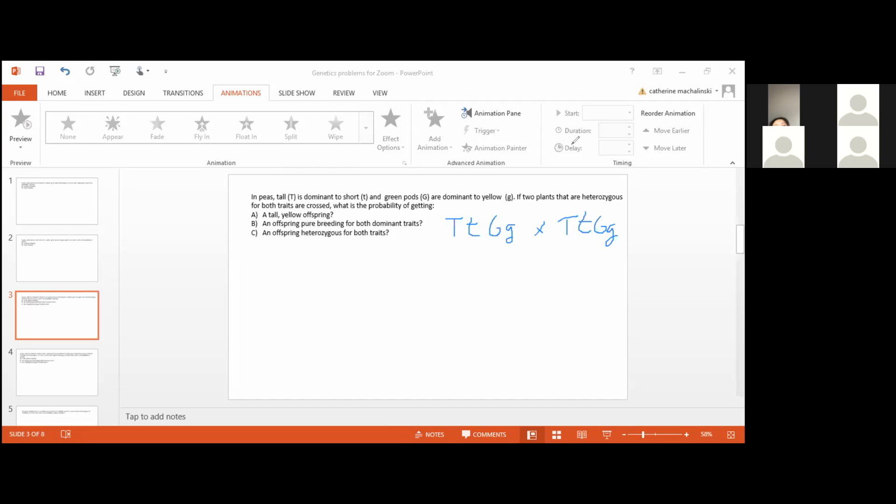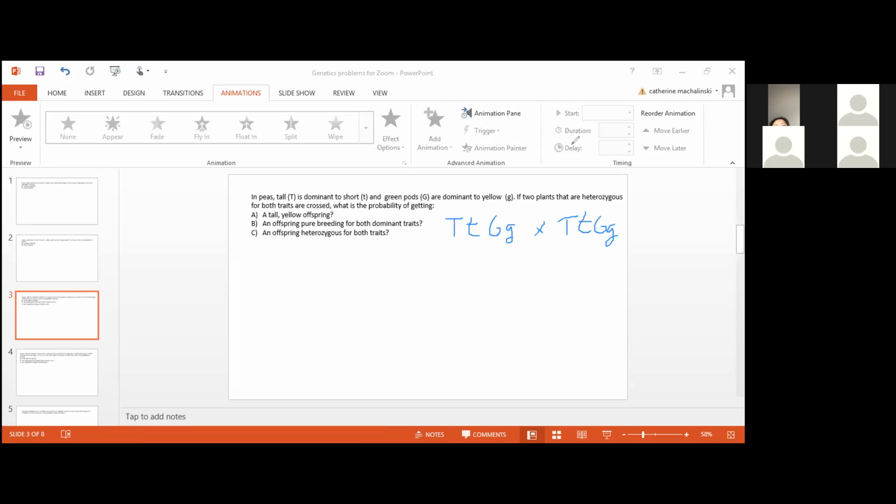So remember, Mendel's 2 principles were segregation and independent assortment. Segregation says that the alleles separate. Well, if you understand meiosis, that makes sense because in anaphase 1, the homologous chromosomes separate. But Mendel's principle of independent assortment says that the inheritance of one trait does not influence the inheritance of another. In other words, they're independent.